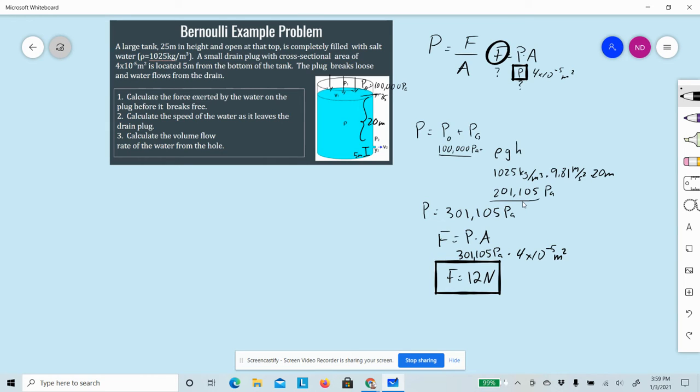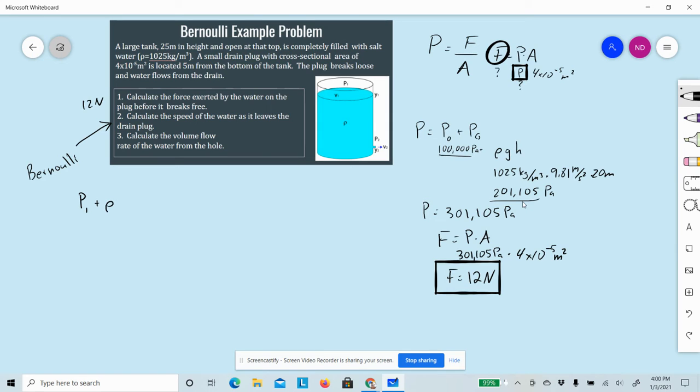Now, second part. Calculate the speed of the water. This one we need to use Bernoulli. Bernoulli's equation is kind of a long thing, but when you do this equation, always write it out. Write the whole thing out. A couple of good shortcuts here, or tips to remember, but write out the equation is the first thing.